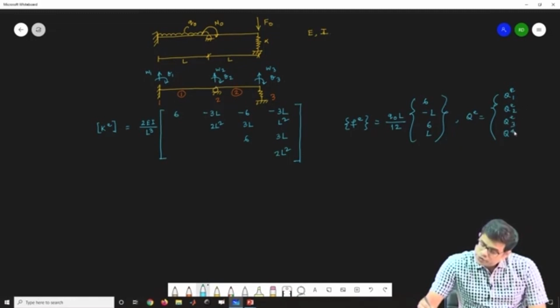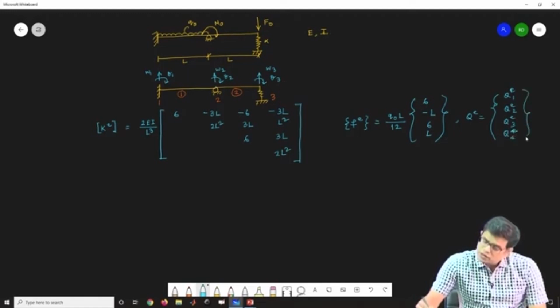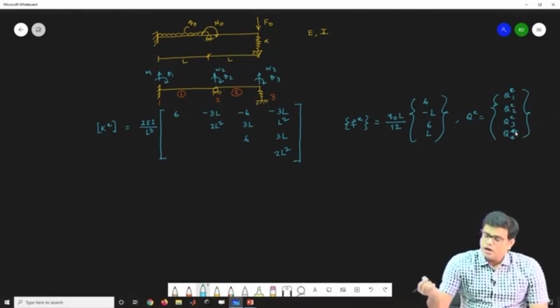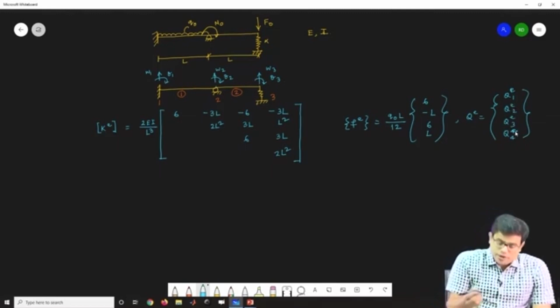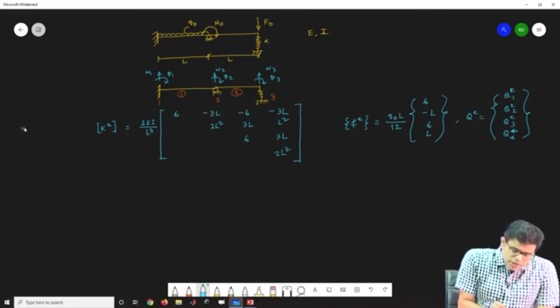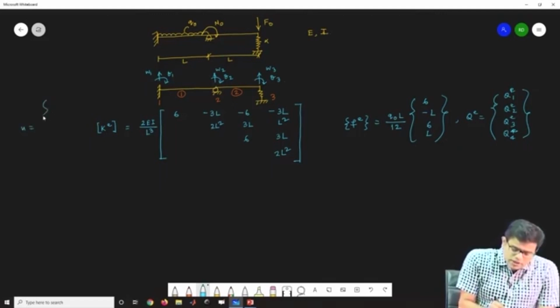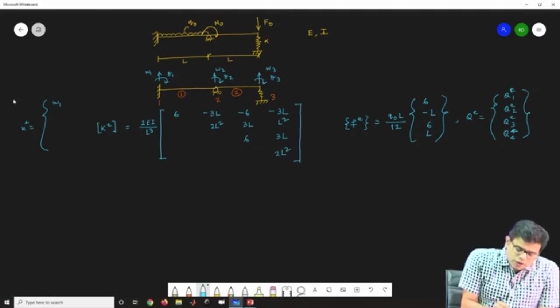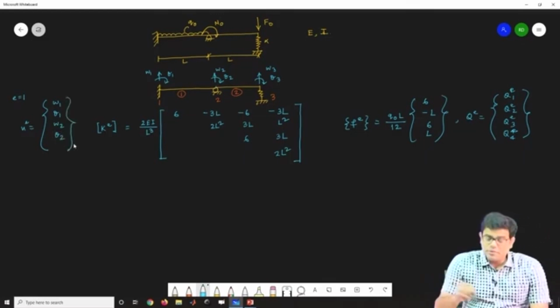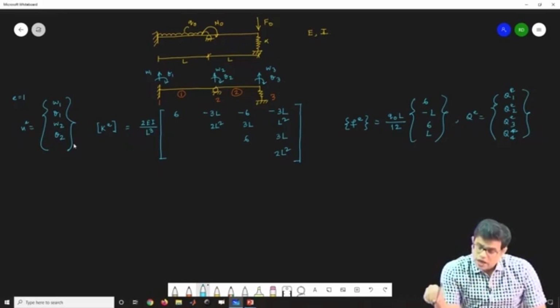So, QE4. So, first and third quantity is shear force, second and fourth quantity is the moment. Now, my generalized displacement, that is your U here, let me write out in this framework that UE, that is W of E, or let me write for element 1. So, for element 1, W1 theta 1, W2 theta 2, and for element 2 similarly. So, this is the overall quantities which we required.